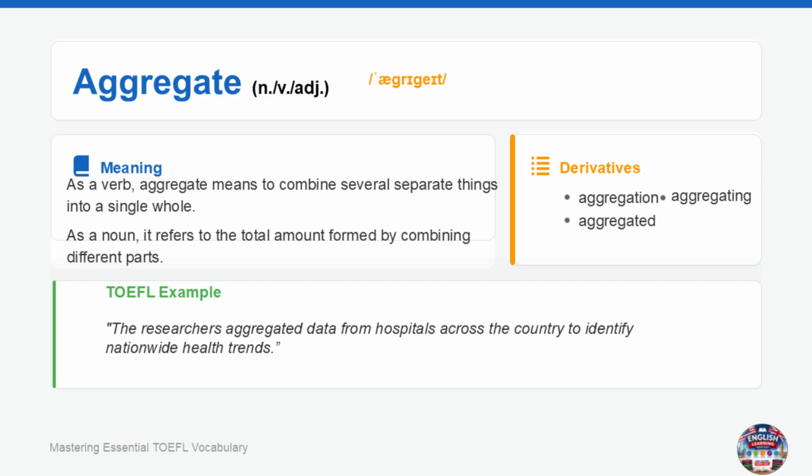Listen to this TOEFL-style example. The researchers aggregated data from hospitals across the country to identify nationwide health trends. Now here's your question. Why did the researchers aggregate data from many hospitals? Because combining data from many hospitals allowed them to identify nationwide health trends more accurately. Now let's look at the derivatives. Aggregation, aggregated, aggregating. So data aggregation means combining information from different sources. Exactly. That's a common academic expression.